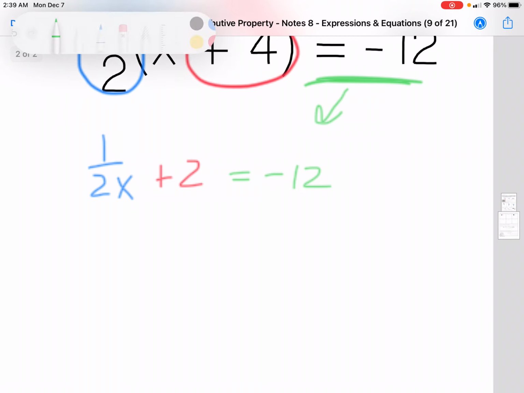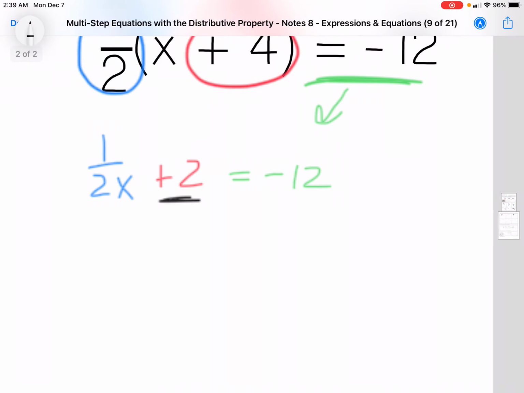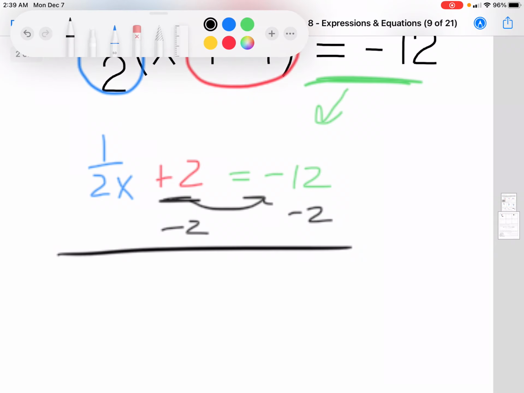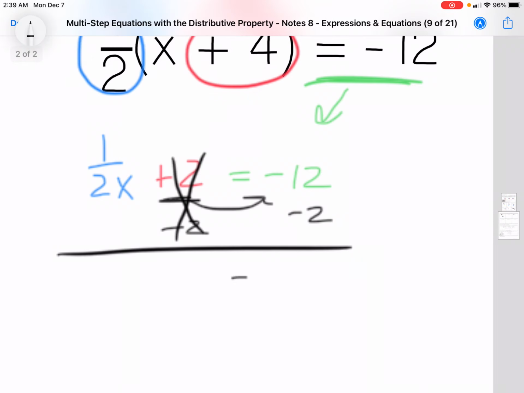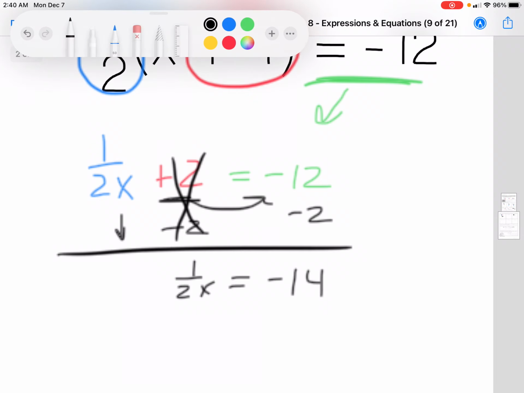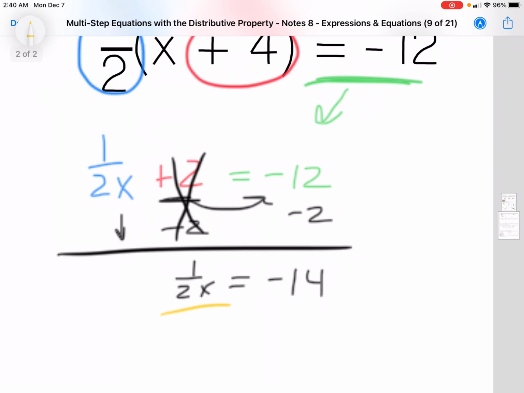All right. Like terms. Going to the other side. That's right. You're going to subtract 2 from both sides. Those go away. I'm left with -14 1/2 x. All right. So we're going to divide by 1/2. That is 1/2 times x. So you do the opposite.